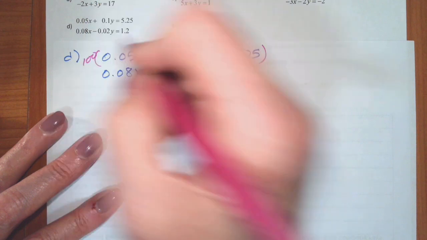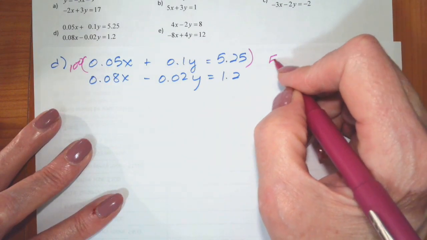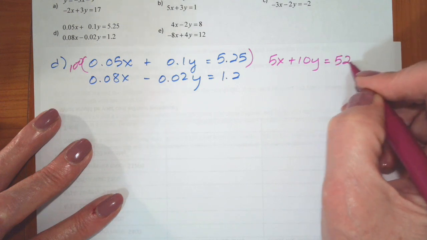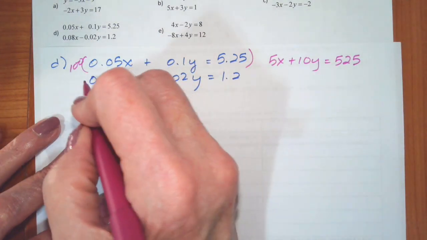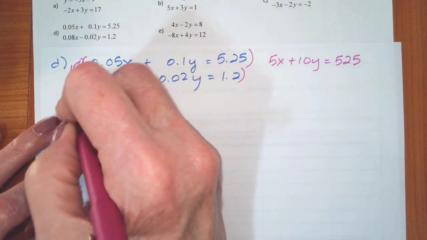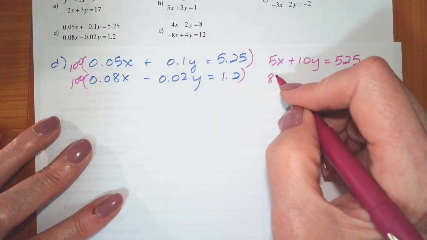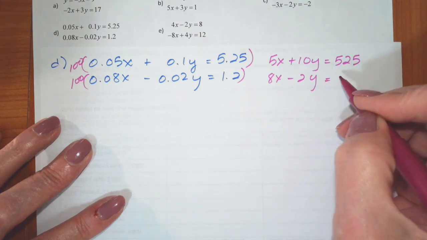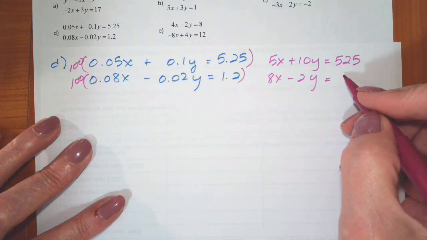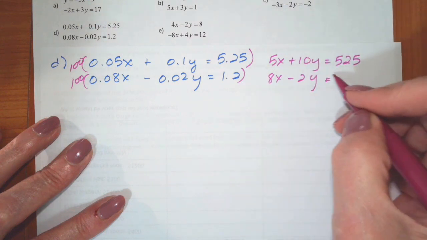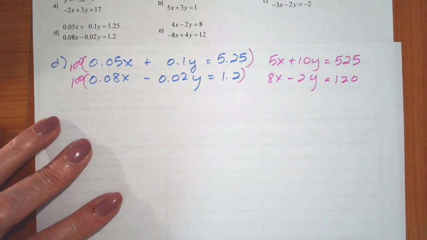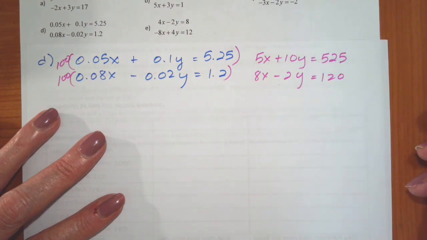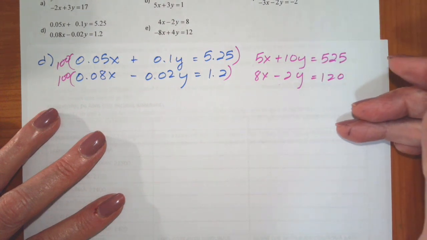So if I multiply this by 100, I get 5x plus 10y is equal to 525. If I multiply this by 100, I get 8x minus 2y is equal to 120. Okay. All right, this would not be easy to solve for one of the variables, so I'm going to go ahead and use elimination on this.